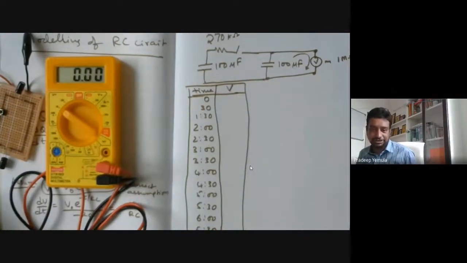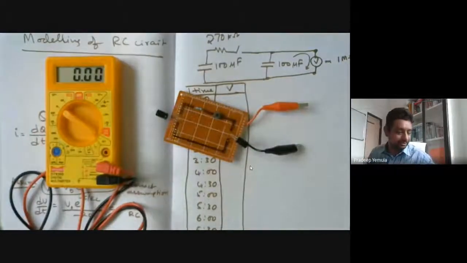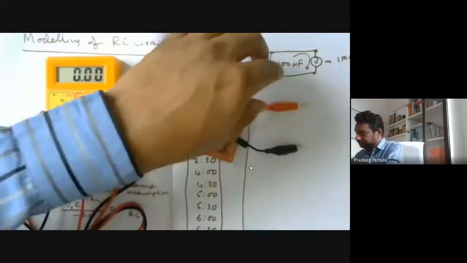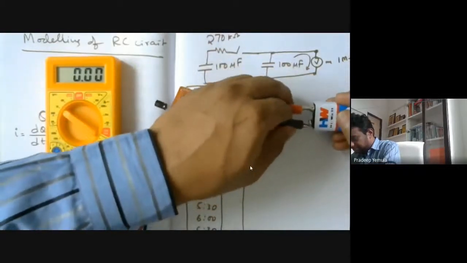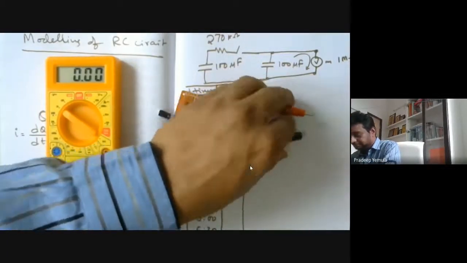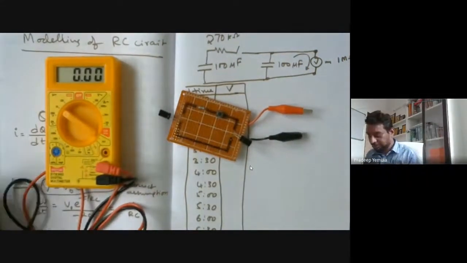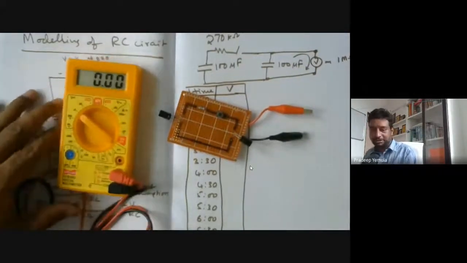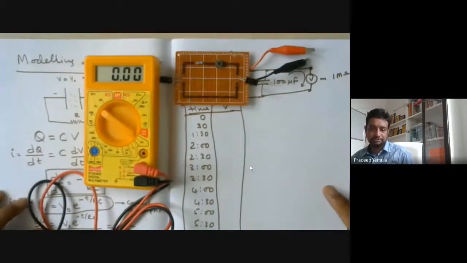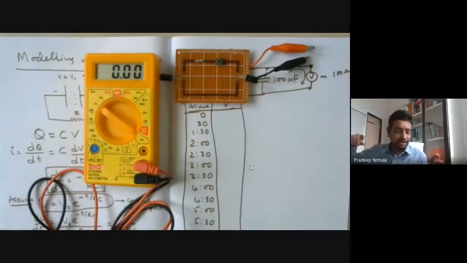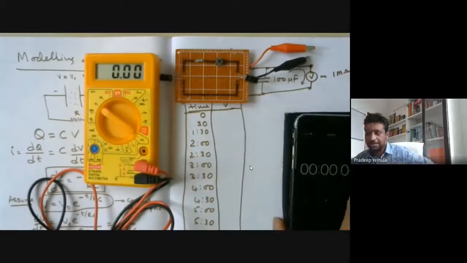So what is the voltage? Just to be sure, let me once again charge it completely. Make sure that positive side and negative side are connected correctly. Now I want to measure the time also, so I'll keep the circuit at the top, and I'll keep the timer here. This is my timer.